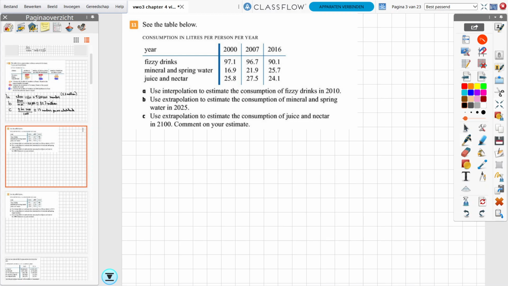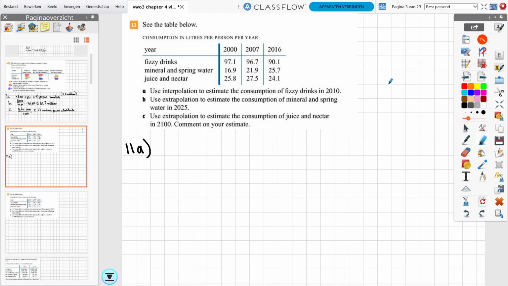Hello everyone, exercise 11 we're going to take a look at, which covers interpolation and extrapolation. 11a. See the table below. We have the years 2000, 2007, 2016, and here we have fizzy drinks, mineral and spring water, and juice and nectar. Use interpolation to estimate the consumption of fizzy drinks in 2010.